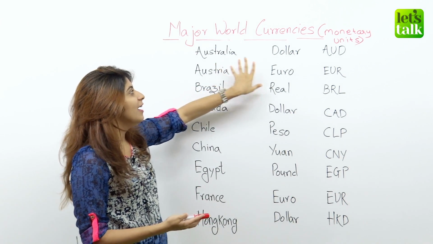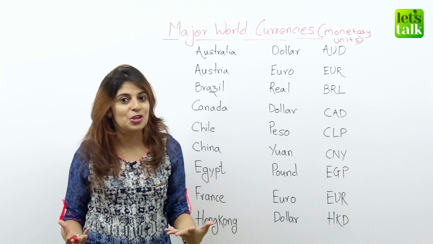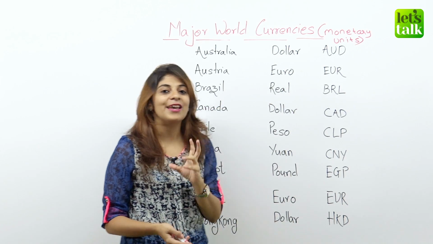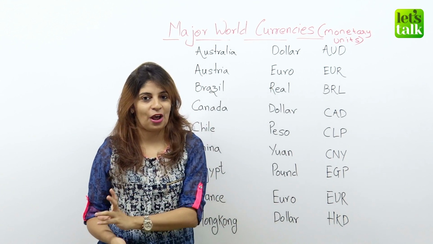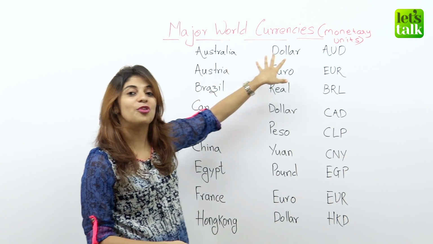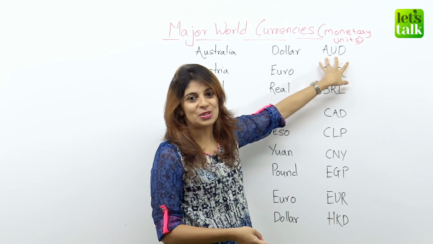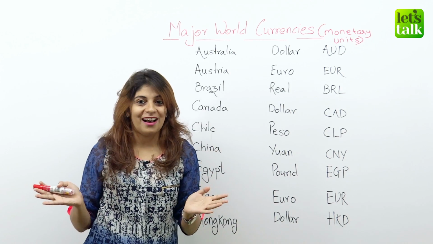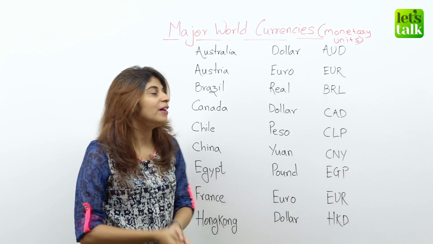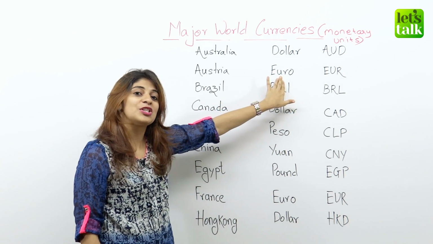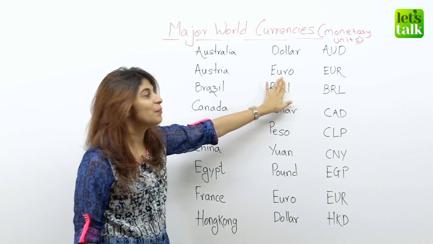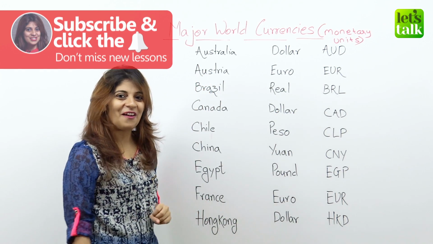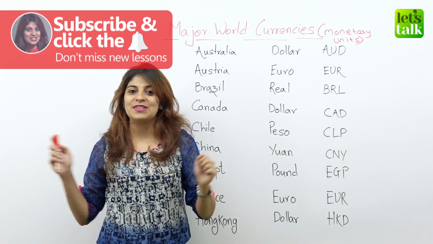Now, in Australia, the currency that Australians use is the Australian dollar. Now, we also have an ISO code for each and every currency. So for the Australian dollar, it is AUD. Okay, let's move on to another country, which is Austria. Well, Austria is a part of Europe, and the currency that's used in Austria is euro, and of course the ISO code is EUR.